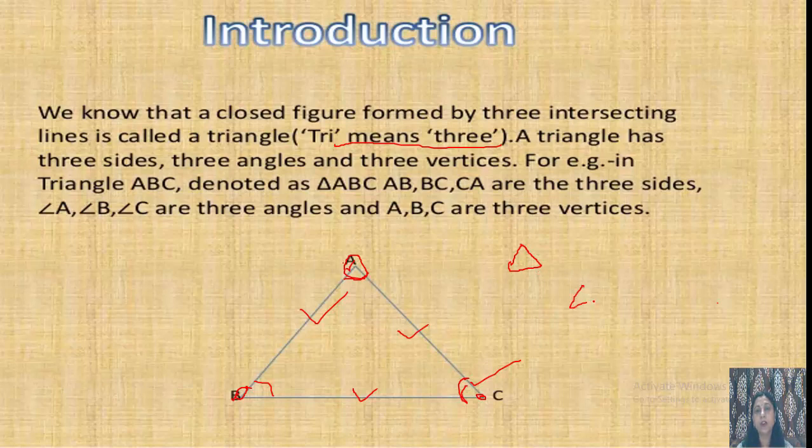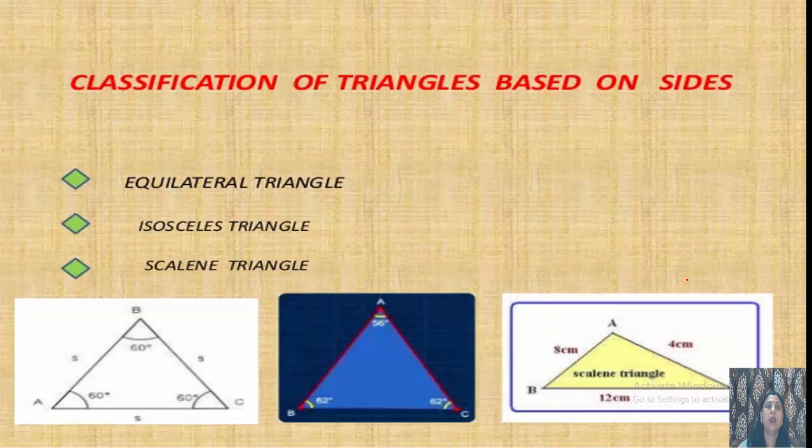Okay. This is for angle and this is for triangle. This is the symbol for a triangle. And this denotes an angle. Okay. Now classification of triangles based on sides.